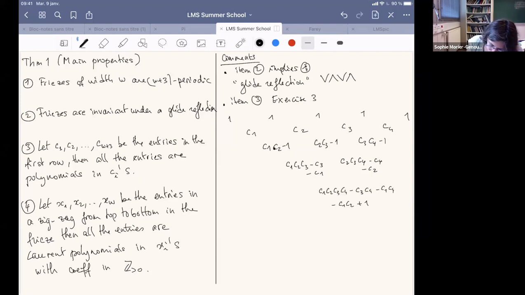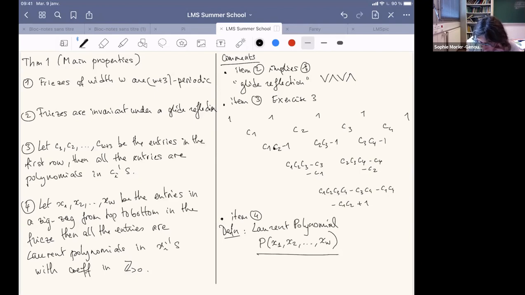Okay, for item four, we need the definition. What is a Laurent polynomial? So it's a rational expression, but with a very simple denominator. There are rational fractions that can be written as a ratio of a polynomial, a regular multivariate polynomial, and in the denominator, you don't have any other arbitrary polynomial, but only a single monomial. You have something of the form x1 to some power, x2 to some power, xw to some power. So here p is a multivariate polynomial.